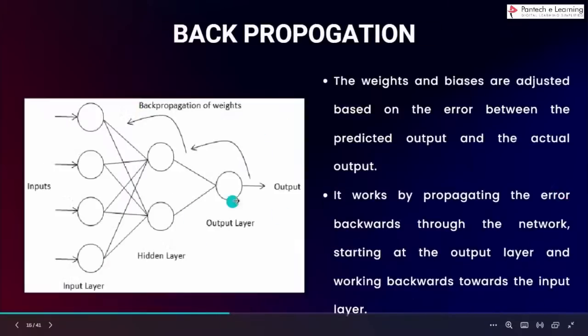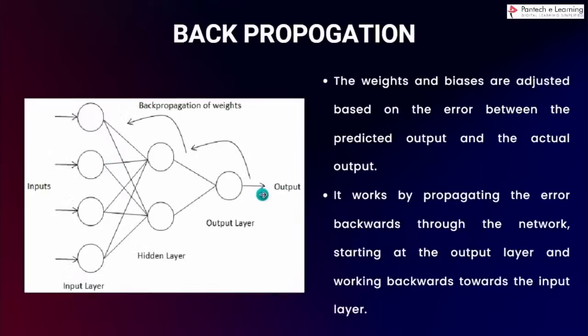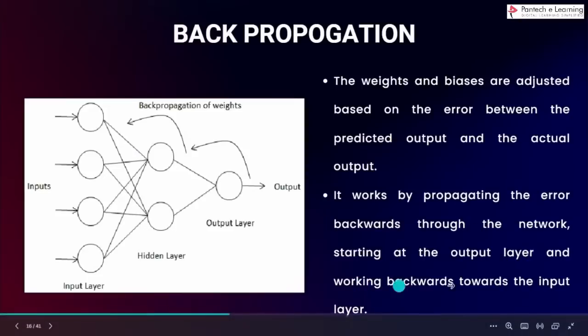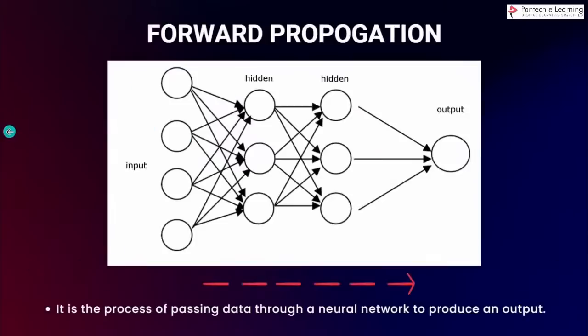And how is it doing that? First it will go with the base value, and then it will check the output. If it is not good, it goes for back propagation, and it works by propagating the error backwards through the network, at the output layer and working backwards towards the input layer. So it will start from the output layer, go through the hidden layers to the input layer, and then once again the forward propagation will happen.